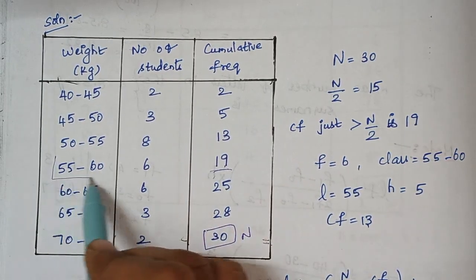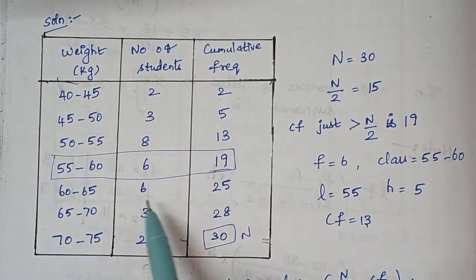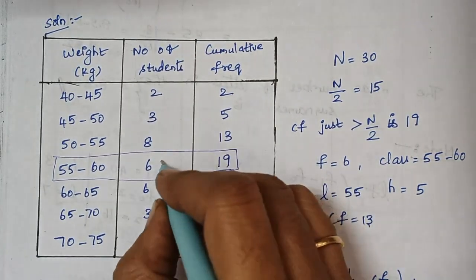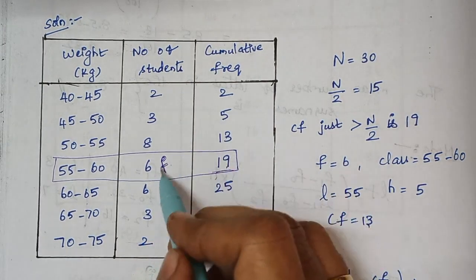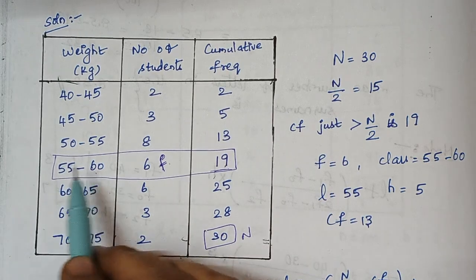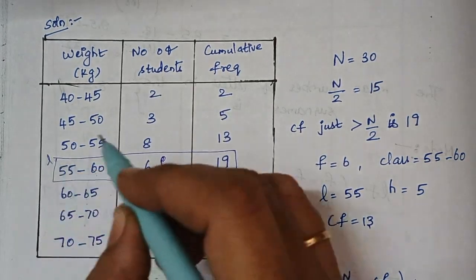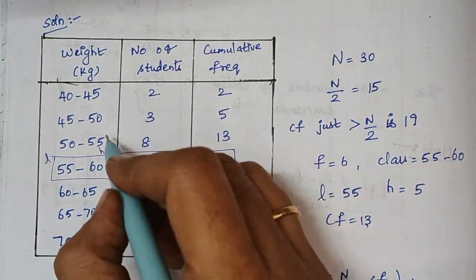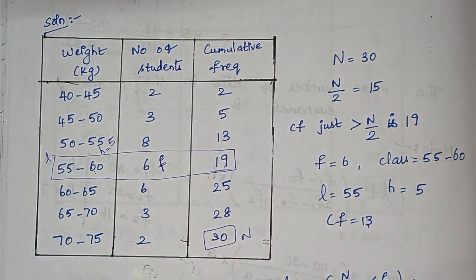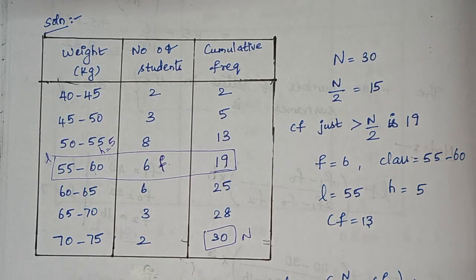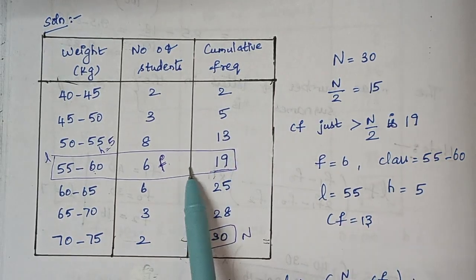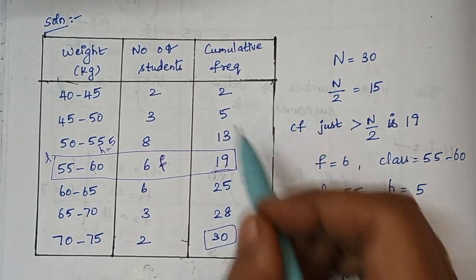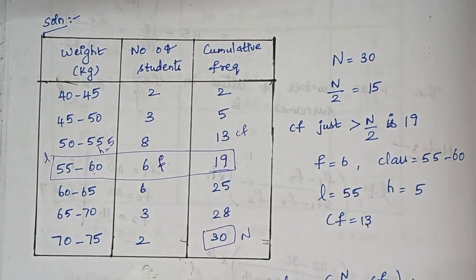So you have to look at this row. So in this row, what is the value of L? Sorry, this is your value of F, and the respective class is 55 to 60. So here the value of L is 55. What about H? H is the difference between these two. So the value of H is 5. Now here we have to calculate the value of cumulative frequency. So the value of cumulative frequency is, you have to consider the cumulative frequency value which is above this row. So here the value of cumulative frequency is 13.